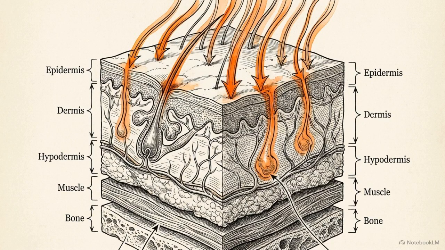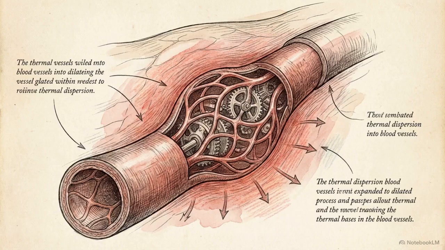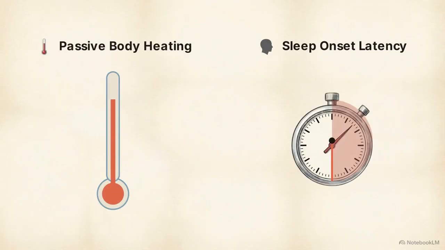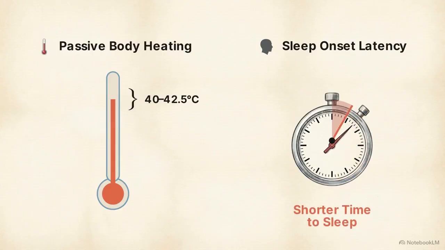We can manipulate this biological temperature gradient through a mechanical intervention known as passive body heating. Passive body heating involves applying external heat to the skin to trigger internal physiological changes. A 2019 meta-analysis by Hagayeg and colleagues demonstrated that water-based passive body heating at temperatures between 40 and 42.5 degrees Celsius significantly shortens the time to fall asleep.